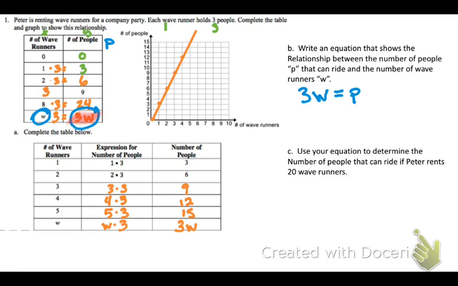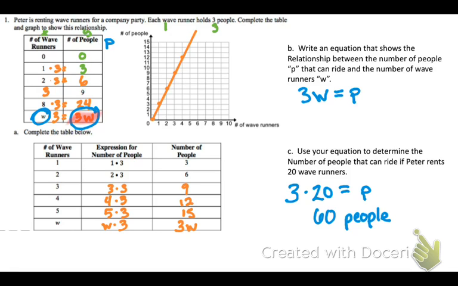Cool. So now our equation says, use your equation to determine the number of people that can ride if Peter rents 20 wave runners. So I'm using the equation. I have 3W equals P, and we know that instead of W, we're going to times by 20. Okay, so 3 times 20 gives me 60 people can ride.